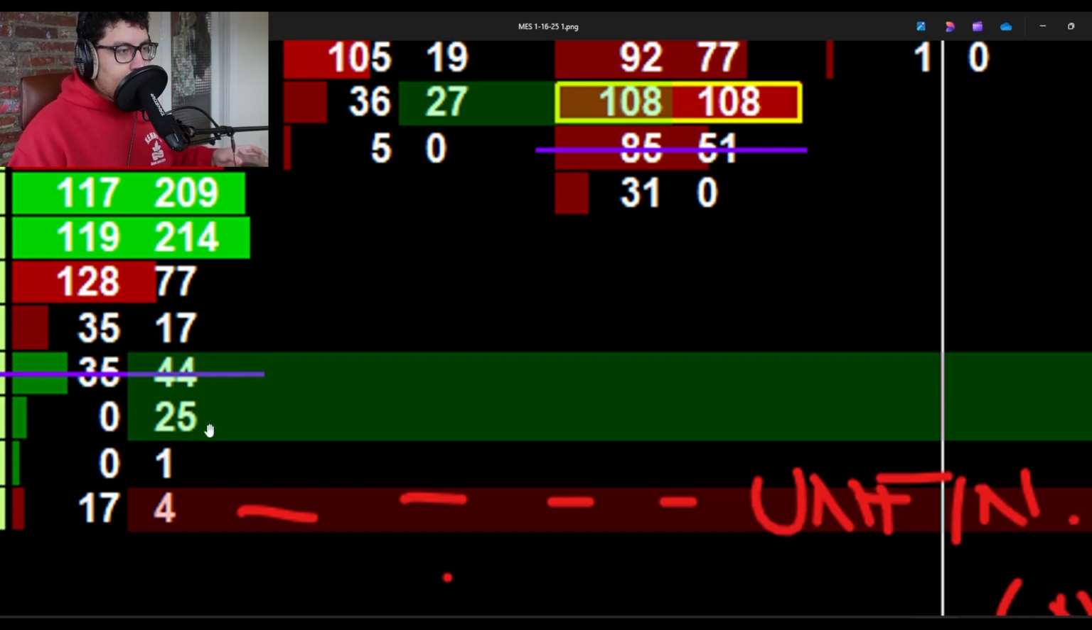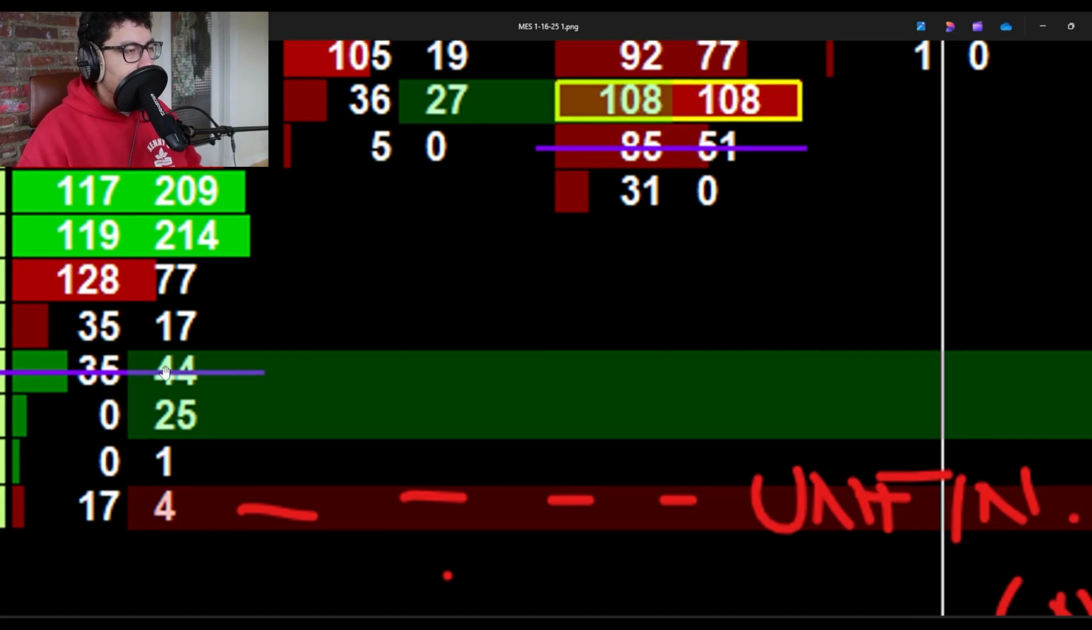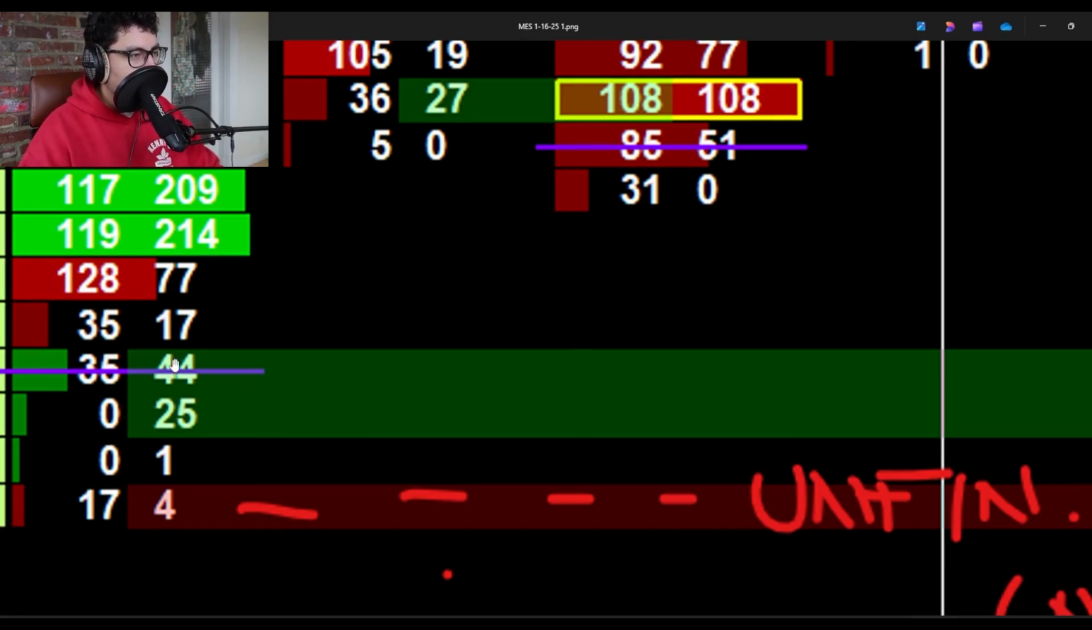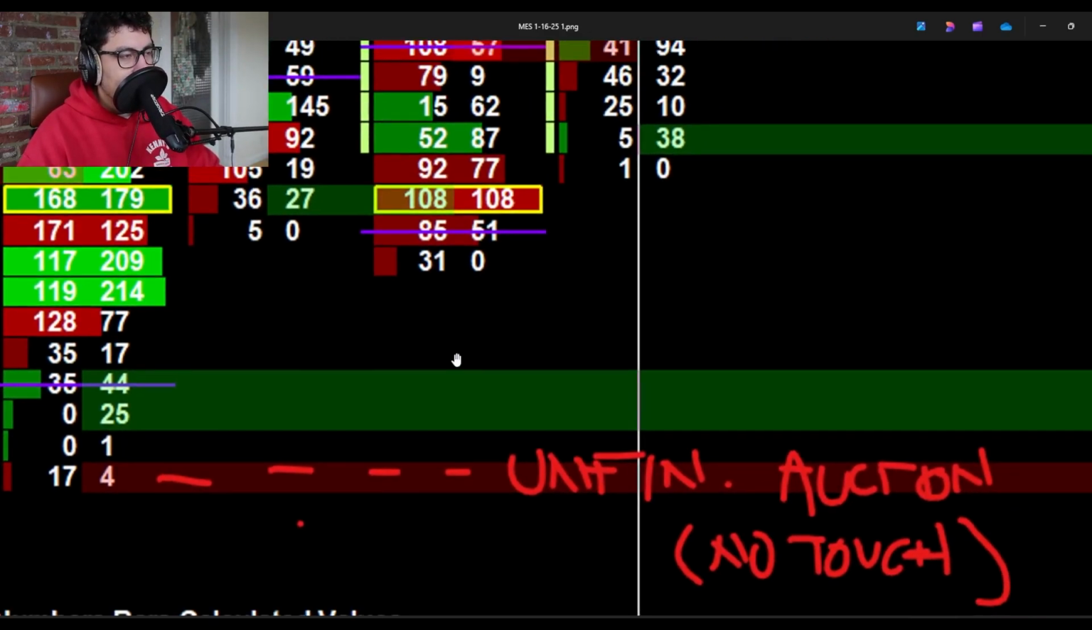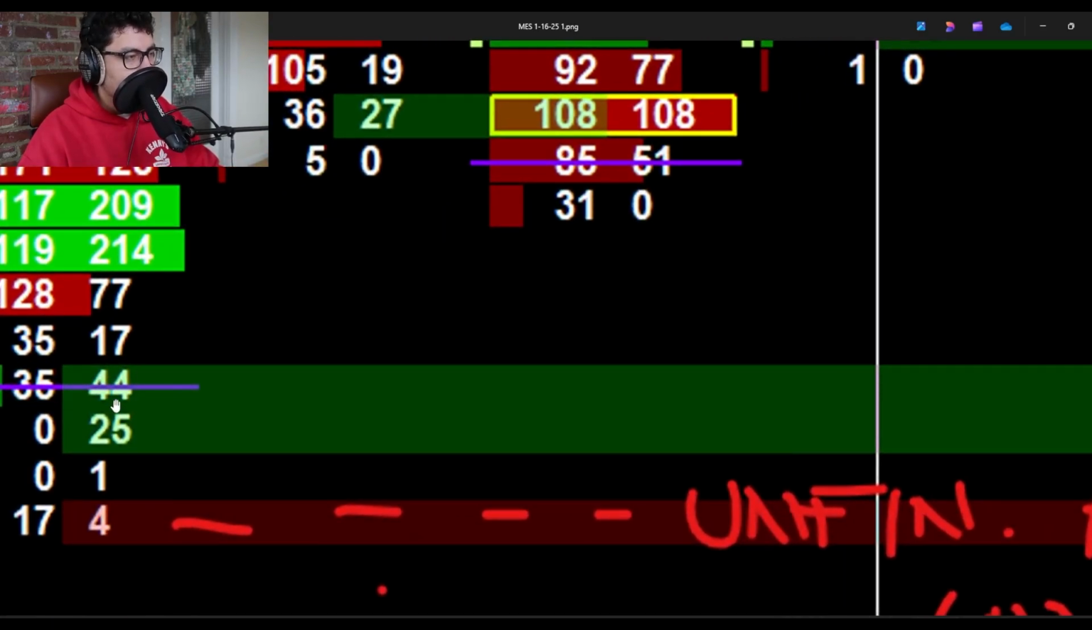And remember how we're reading this. On the left side, we're reading it up and to the right. So this 44 is more than 4 times 0 or 1, because you can't, 25 is more than 4 times 0 or 1. So these 2 levels on the ask, we mark as imbalances because it's just saying ask volume was much heavier at these levels than bid volume.